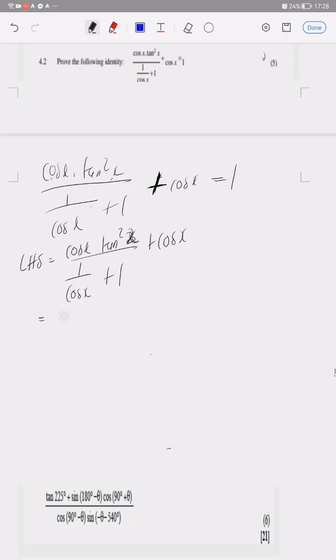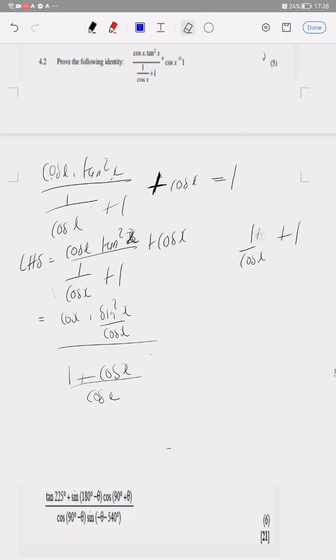So this one is the same as cos x times sine squared x over cos x, everything over 1 plus cos x. I'll explain how I got that one. All right, so what do I do here? I'm just focusing on this section, right? So it was 1 over cos x plus 1, right?